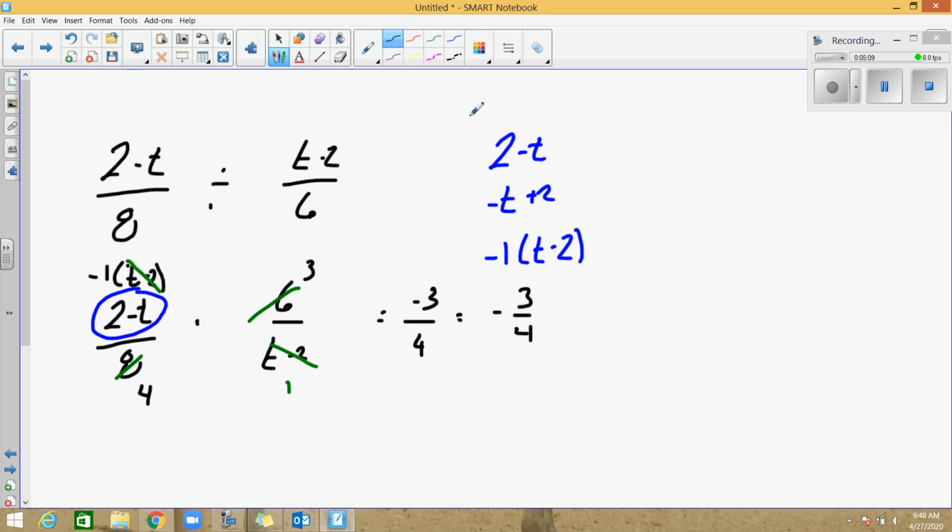But be careful of this guy, because this guy is kind of a goofy guy, because you can factor out that -1. Make sure the order works. Make sure you can factor in -1. Make sure you pull it out of both terms.